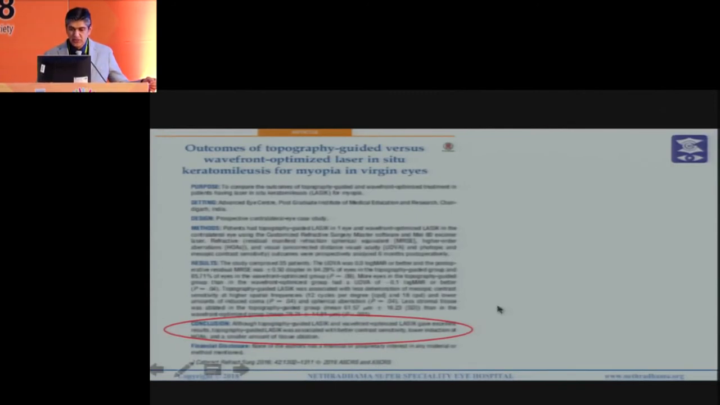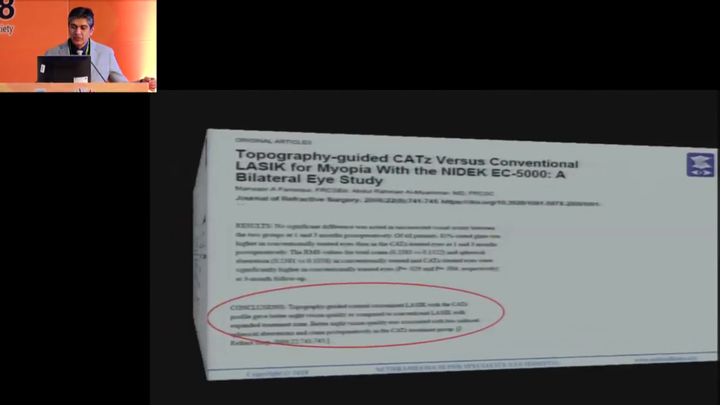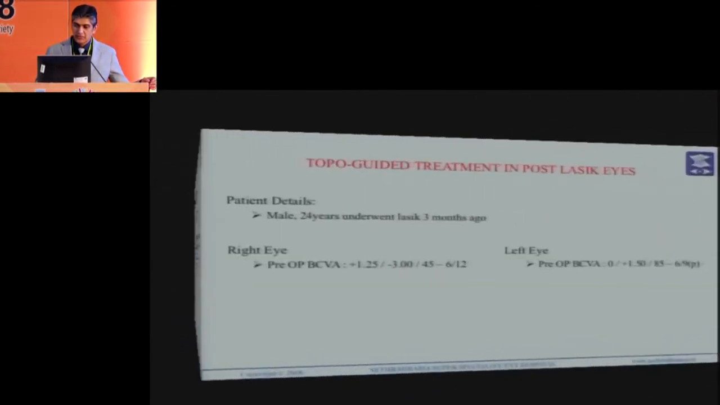And recently topo-guided treatments are being used even on normal corneas. So if you look at the literature here, this was a publication from PGI Chandigarh, which said that topo-guided treatment provided better contrast sensitivity, lower induction of higher order aberrations, and smaller amount of tissue ablation even on virgin corneas. Another publication using the NIDEK says that it gave better night vision compared to conventional LASIK. So topo-guided treatments are being used even for virgin eyes, and you have the Contoura now from Alcon.